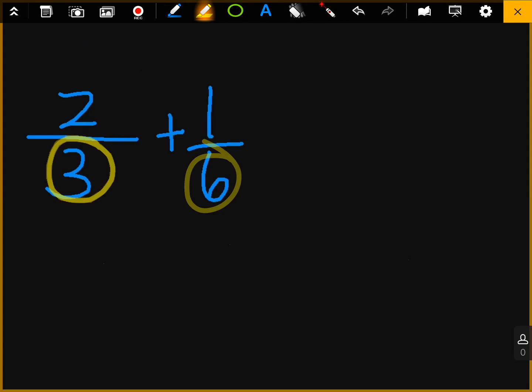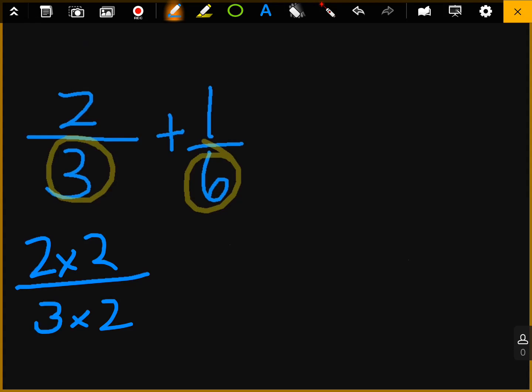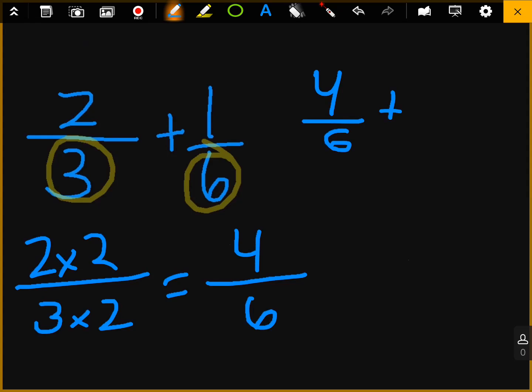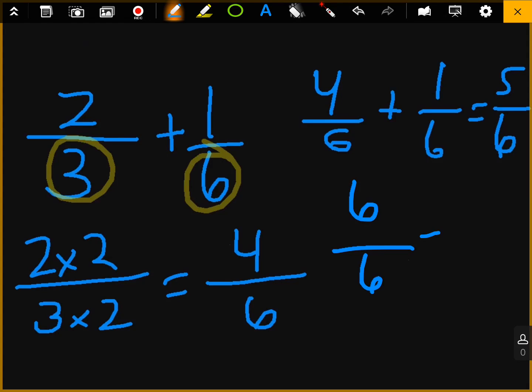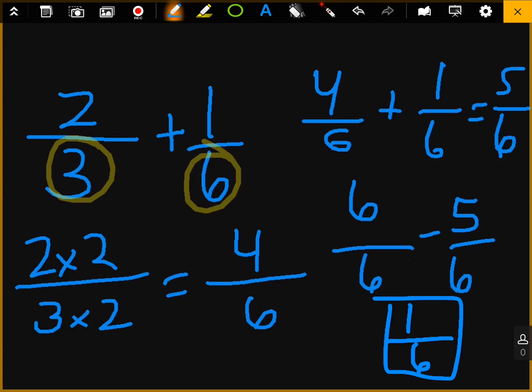I know 3 goes in the 6 2 times. So I'm going to take 2 over 3 and I'm going to multiply them both by 2 because 3 times 2 is 6. 2 times 2 is 4. So now I add 4/6 plus 1/6 equals 5 over 6. And now, to have the whole fence done, it would be 6 over 6. Well, he's already done 5 over 6. So 6 minus 5 is 1 over 6. That's what he did on Monday. He finished it up on Monday. In order to finish it up and get 6 over 6, you have to add the 1/6.